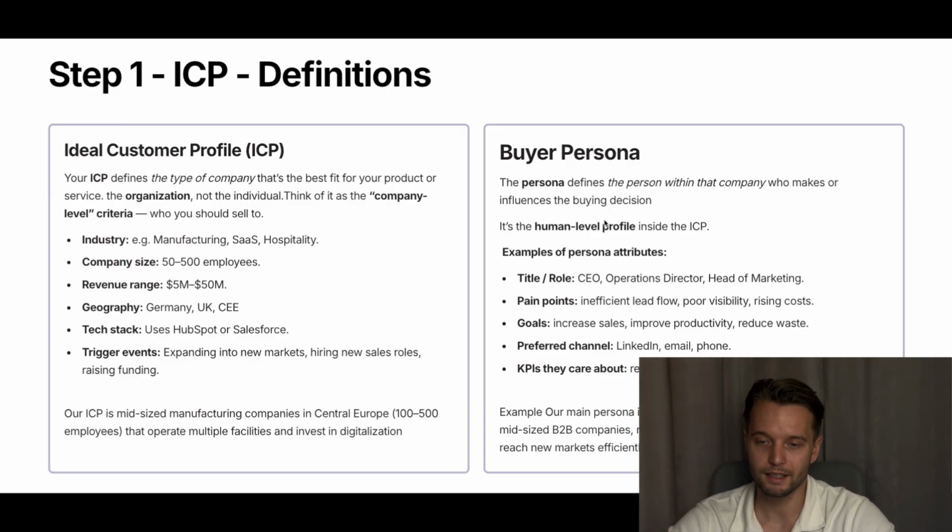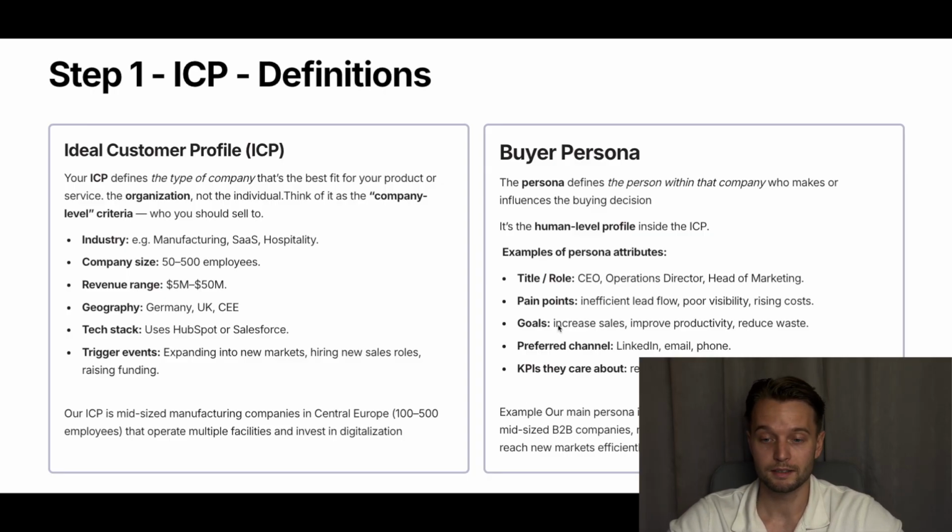And a buyer persona defines the person within the company who makes or influences the buying decision, right, as the name states. So it's a human-level profile. It always contains the title and role, such as CEO, HR director, or head of marketing. It should give you the pain points, such as, for example, inefficient lead flow, poor visibility, rising costs, their goals and their motivations, what they want to achieve, what their responsibilities are and where they want to get. For example, increase sales, improve productivity, reduce waste.